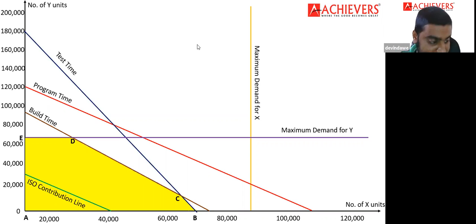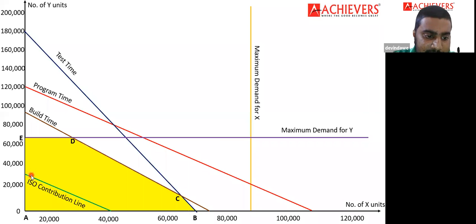Right. So now what you should do is, guys, take a ruler. Take a ruler and keep the ruler on the iso contribution line. Iso contribution line එක උඩින් තියන්න. Keep it on the iso contribution line. Take a ruler and keep it on the iso contribution line. Fine. Right. So now look at what I am going to do.